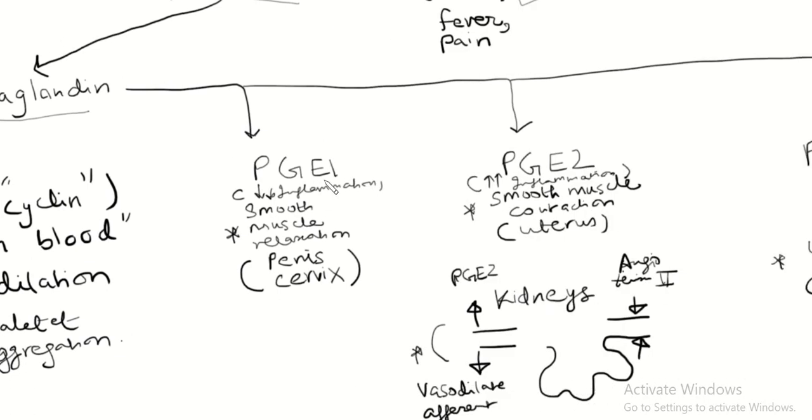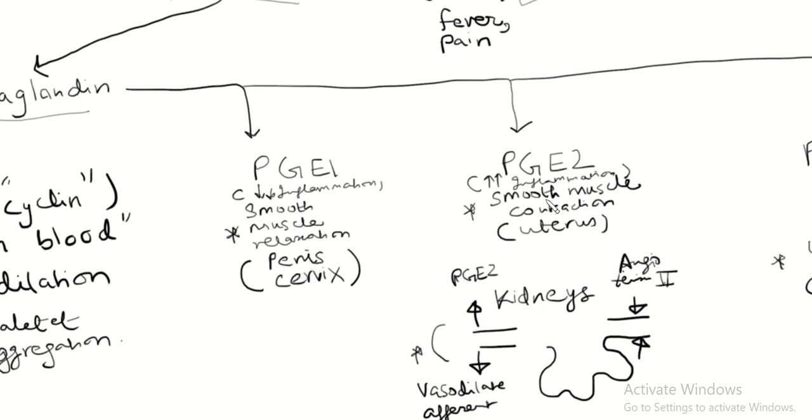Then you have prostaglandin E1 and E2. Prostaglandin E1, the way I remember it, decreases inflammation. Smooth muscle relaxation is the big thing that it does, and usually the two organs to think about are the penis and the cervix. We'll talk more about this when we are looking at drugs.